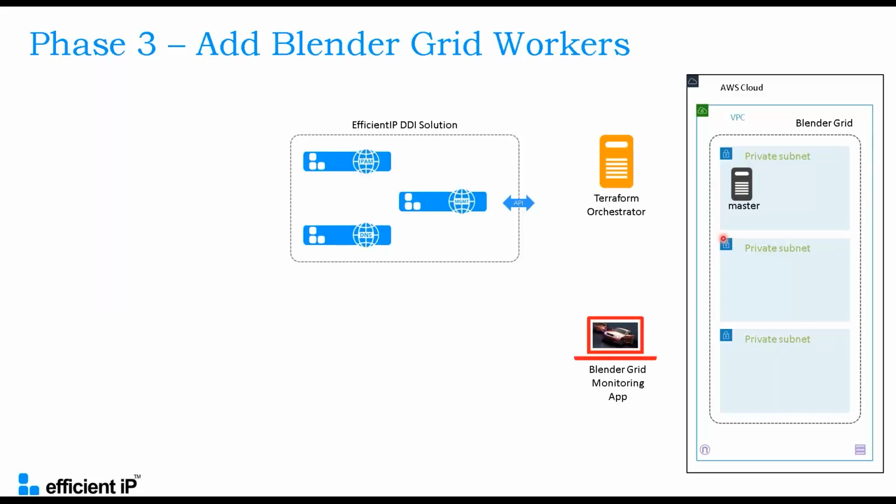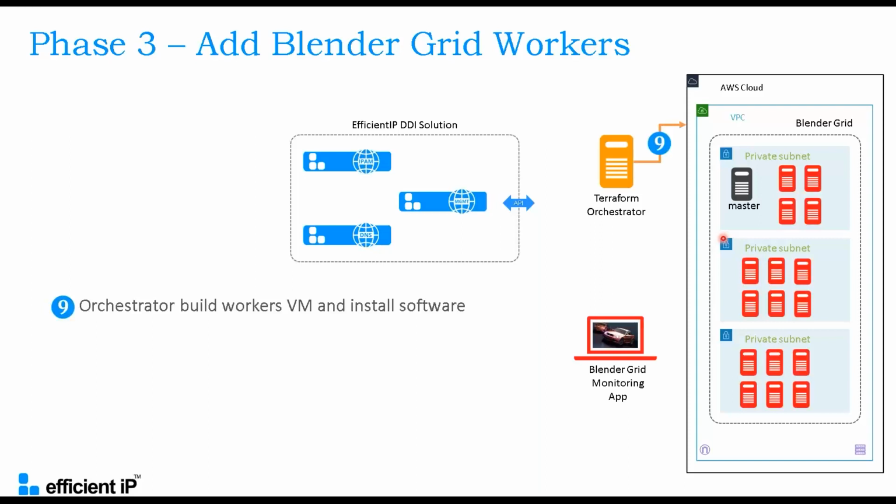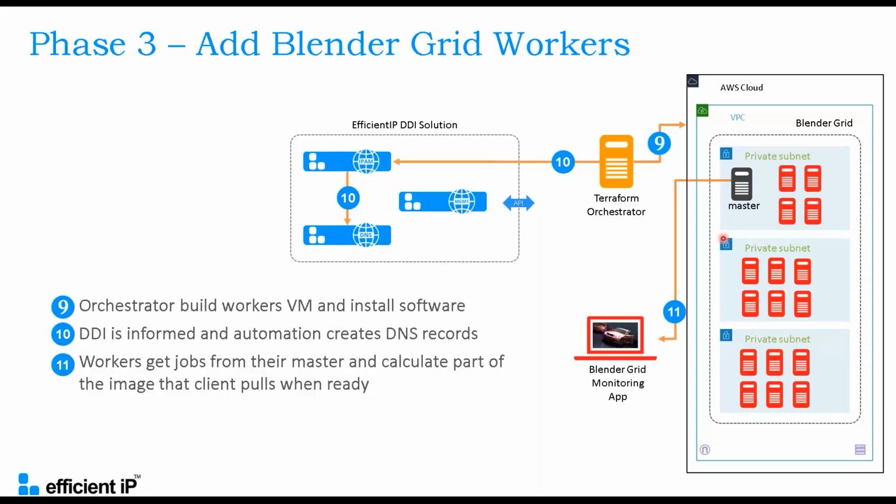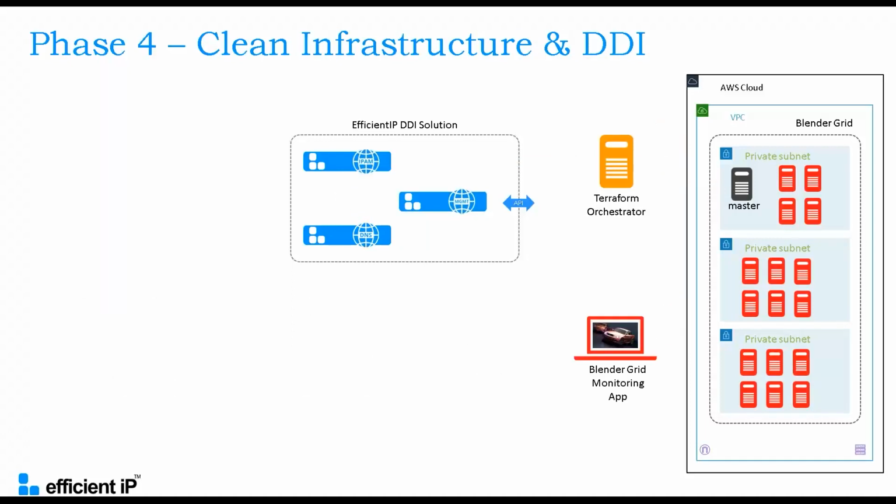So what we then want to do is add some workers. So we've got a manager. We ask the orchestrator to then build some workers. So it goes and does that in the same way. The DDI gets told about what's going on. The workers can then talk to the master. So master here, workers here, they can begin to communicate. And the monitor, the client software, is watching this all the time. It's seeing, obviously, all these communications going on. And all this is being spun up purely by automation right now.